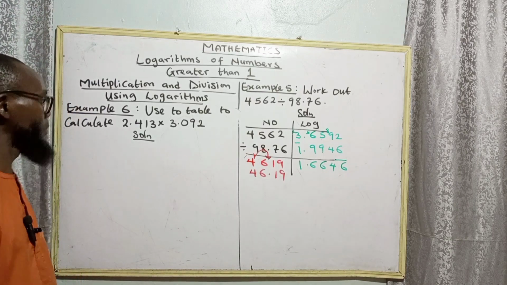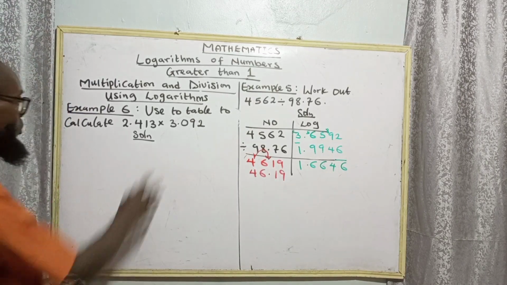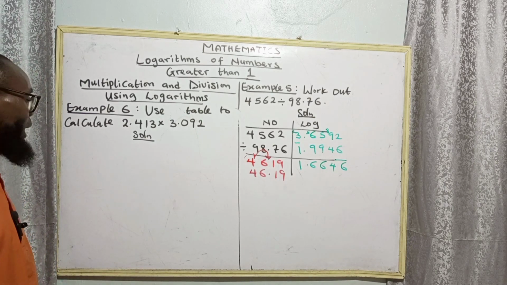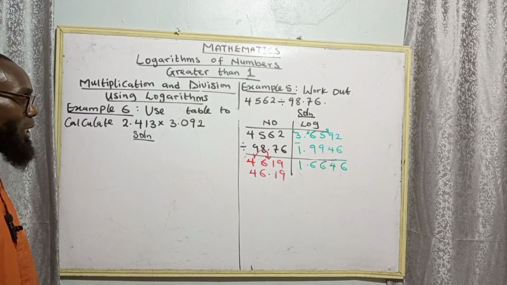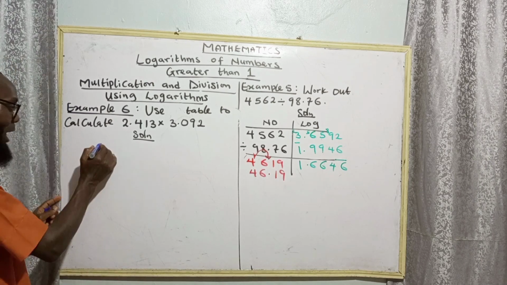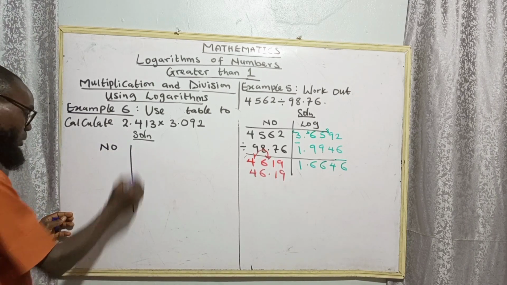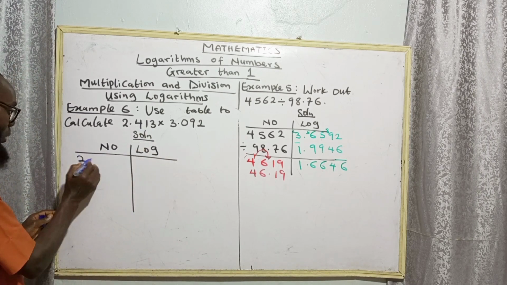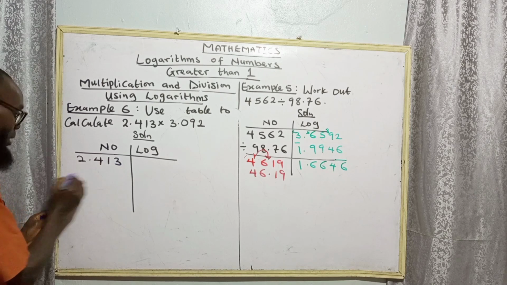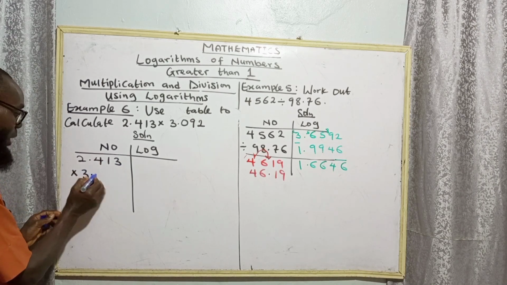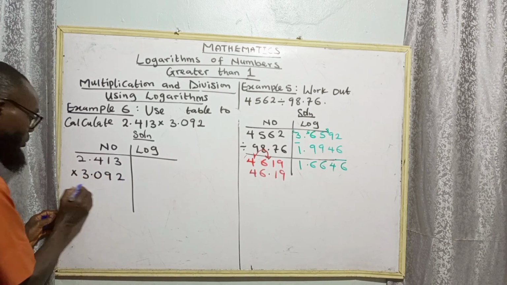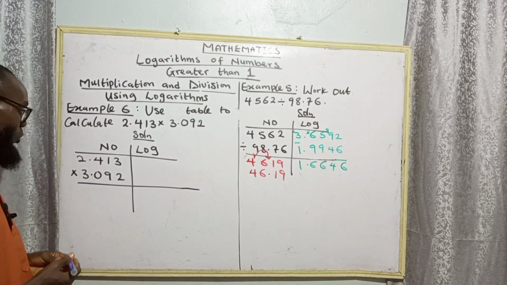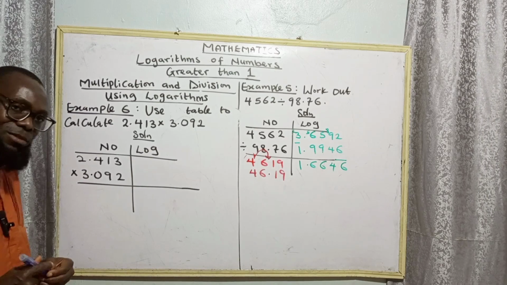Example 6. Use table to calculate 2.413 times 3.092. So we have number, log, as usual, 2.413 multiplied by 3.092. The next thing to do, as you know, is to find the integer.